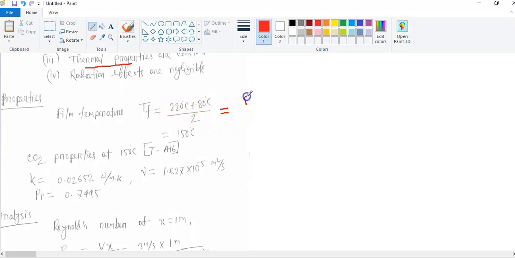220, this is actually the atmospheric temperature, T infinity. And this 80, this is actually the surface temperature. And this is just the arithmetic mean, that means over 2. So it should be 150.